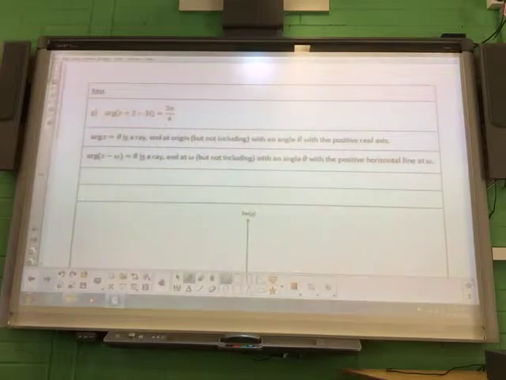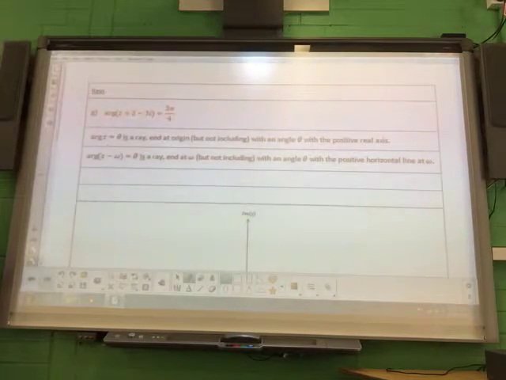Right, a couple more. So now we've got some rays. So what's the definition of a ray? What's the difference between a line, an interval, and a ray? What topic do you see rays arising in? Angles?